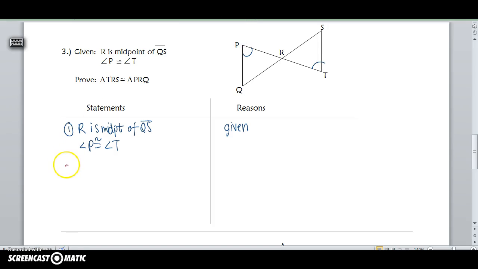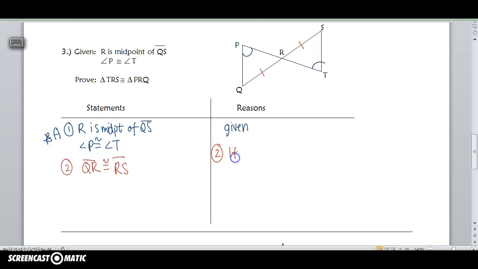Now, I want to form some kind of conclusion, right? Because right now, we only have an angle to prove TRS congruent to PRQ. So we only have an angle. What type of conclusion can we make if R is the midpoint of QS? R is the midpoint of QS, so it divides that segment into two congruent parts. So QR is congruent to RS. Again, just like before, because of that definition of midpoint.